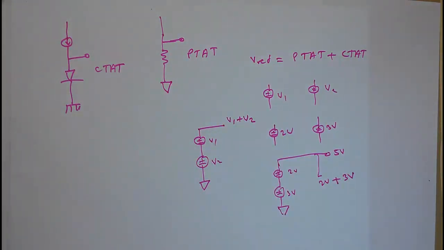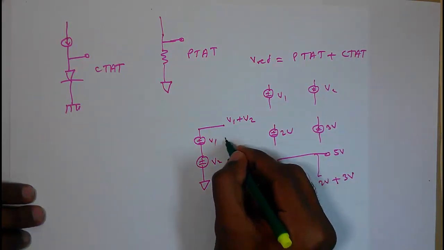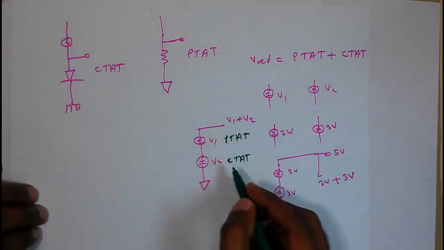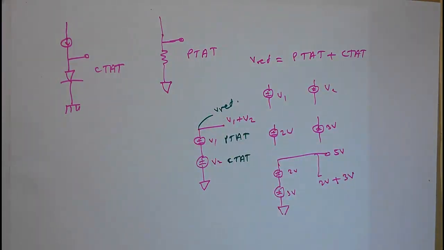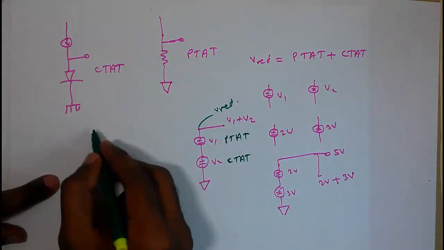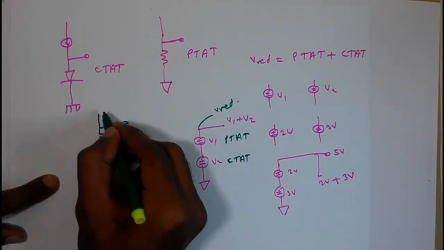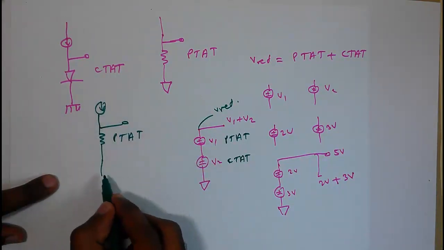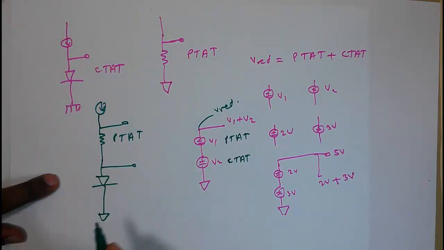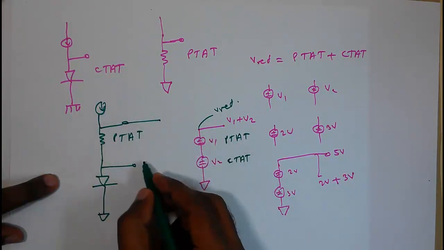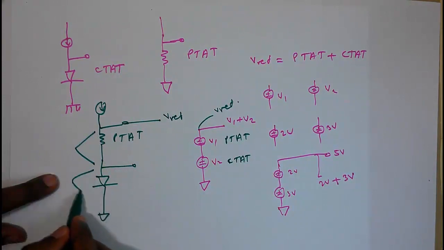So similarly, we can connect the CTAT and the PTAT to form PTAT plus CTAT, that is V reference. So here in this circuit, I have my PTAT here. This is the PTAT source, and I have my CTAT here, so that I can get a V reference here. So this potential is PTAT and this is CTAT.